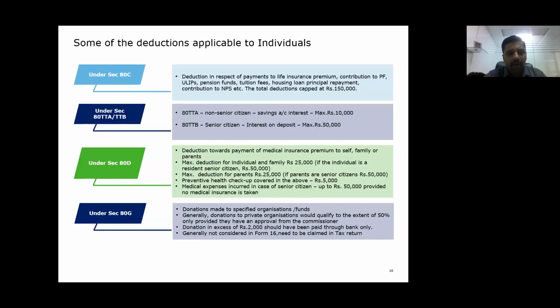This is generally not considered in Form 16. An employer may not be in a position to look into all those aspects. Also, there are different types of donations which qualify for 50% or 100%, and the employer may not be in a position to verify all this. So it is not a general practice to collect donation receipts from employees and consider them in Form 16. The employee can claim this in the tax return directly.